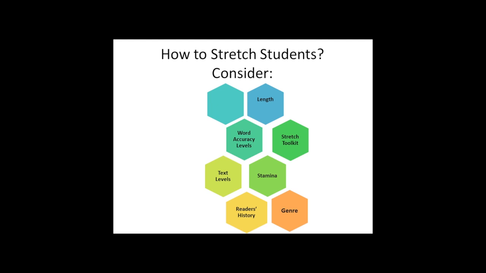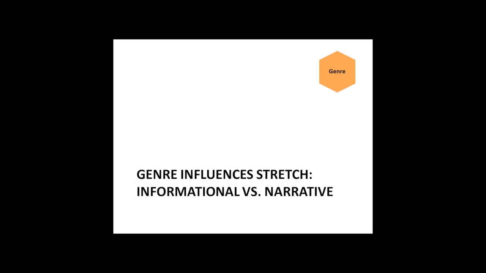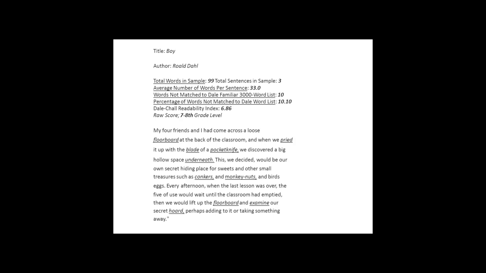So I'm going to begin by talking about genre and just illustrating a simple issue that can take place when you use readability formulas to assess text of different genre. This is a narrative fiction text. It's Boy by Roald Dahl, and it's an autobiography. It's a wonderful autobiography.